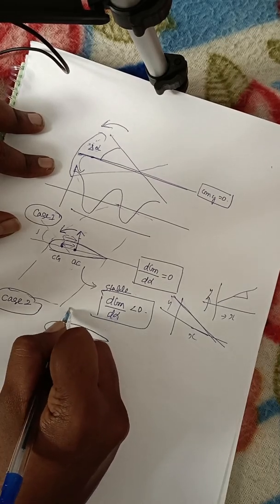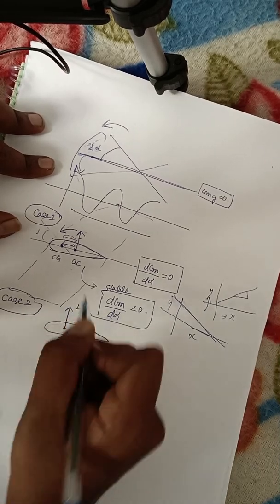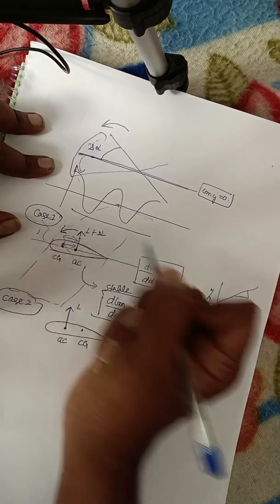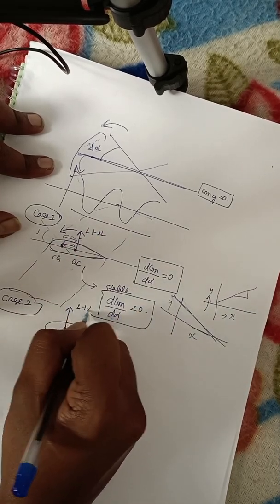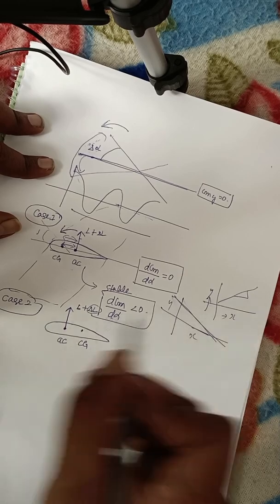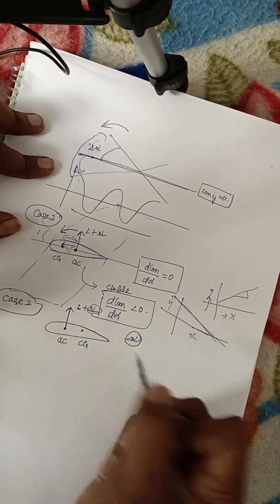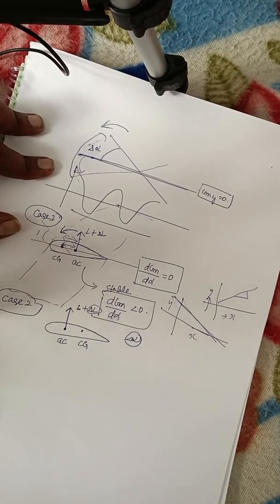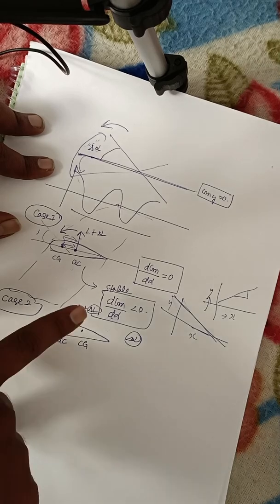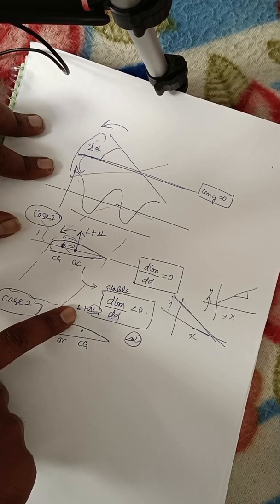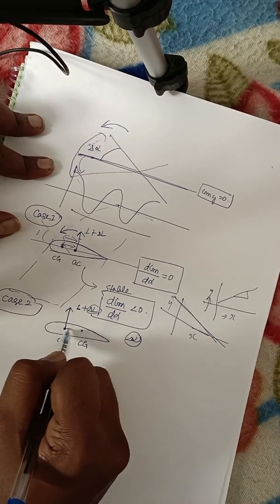There is an increase in angle of attack. Lift increases. Initially there is a lift L, now L plus delta L, because of this delta alpha, the change in angle of attack. Because of delta alpha, lift also increases. As lift increases, what happens?